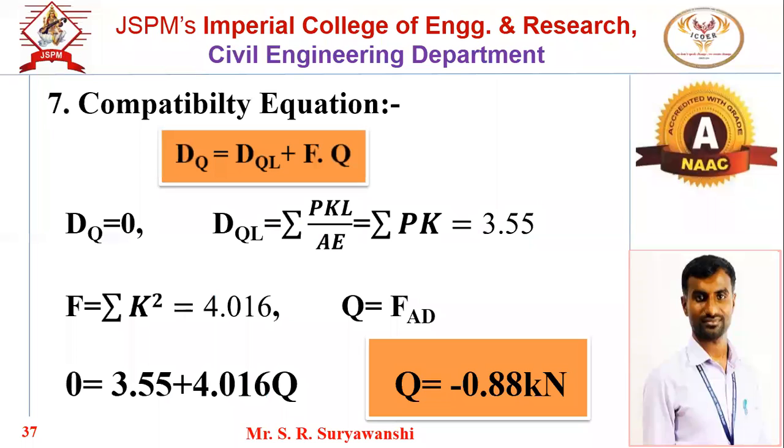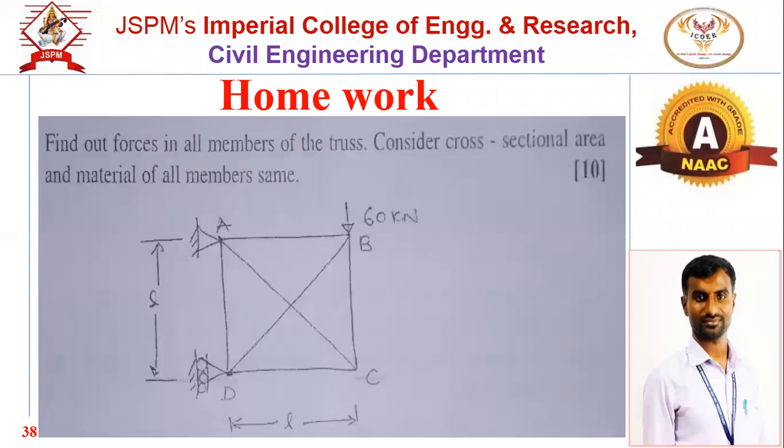Now, one problem you have to solve as a homework like this. Find out forces in all members of truss. Consider cross-sectional area and material of all members same. And the length you can also consider the same. So here length is L. We can consider this length as L also, and this is also L. And diagonal length you can find out using the Pythagoras theorem.